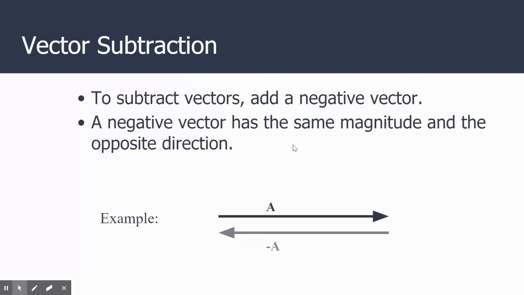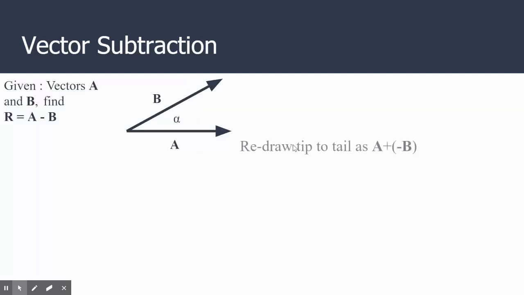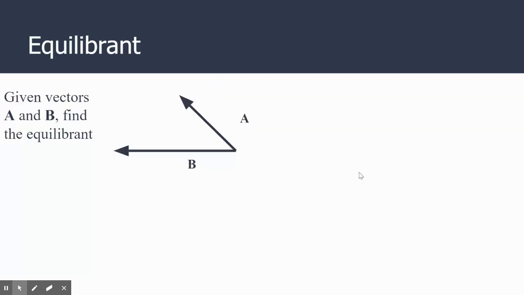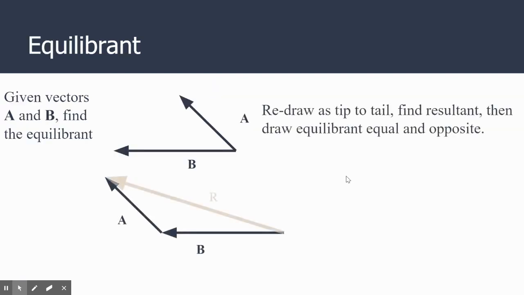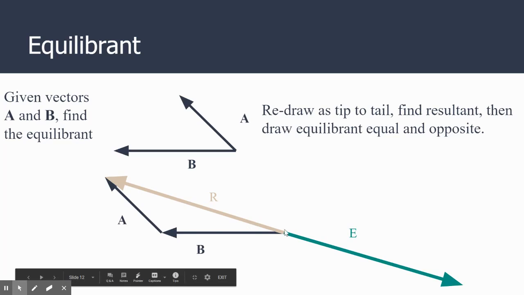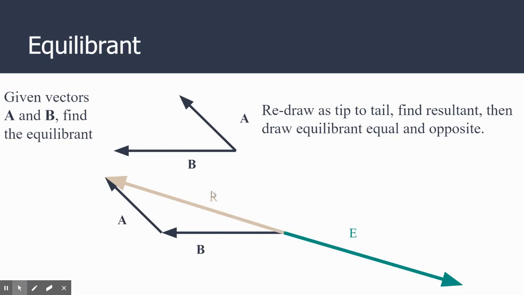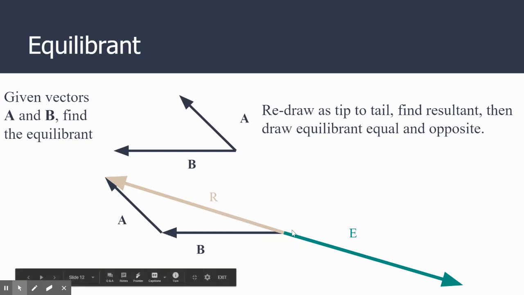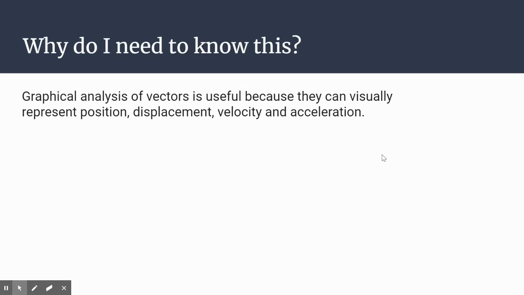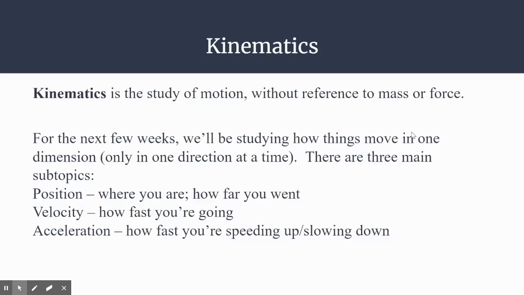We did vector subtraction. And it was basically the same thing as addition, but the one you're subtracting, you turn it in the opposite direction and then follow the tip-to-tail method. We talked about the equilibrant, which you can think of as equal and opposite to the resultant vector after adding two other vectors together, to bring a system into equilibrium. You'll see today why it's important, or one of the reasons why understanding vectors is important. Okay.